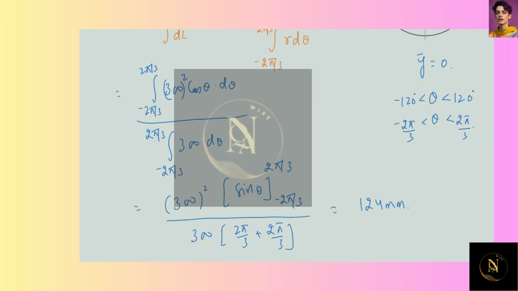Therefore our x coordinate is 124 mm and y coordinate is 0. So this is the final answer for the given problem.